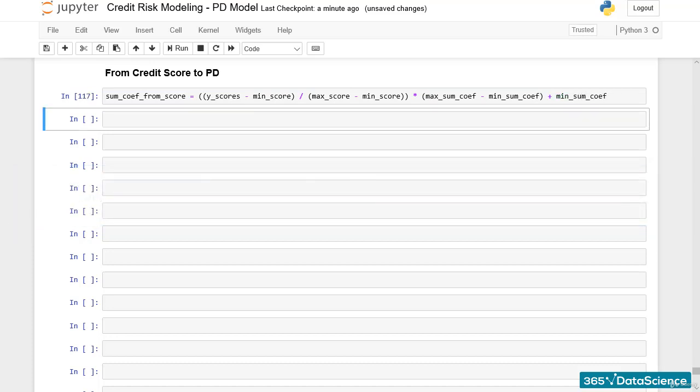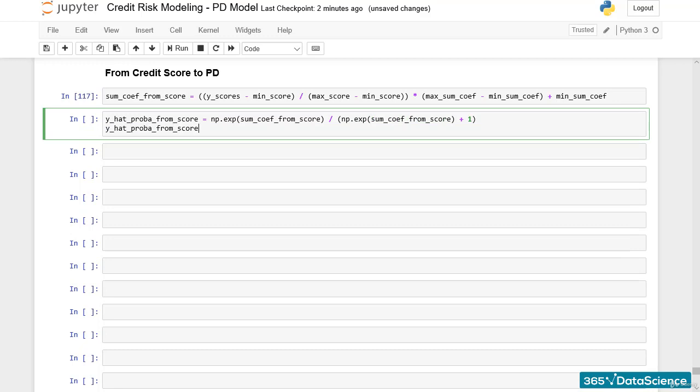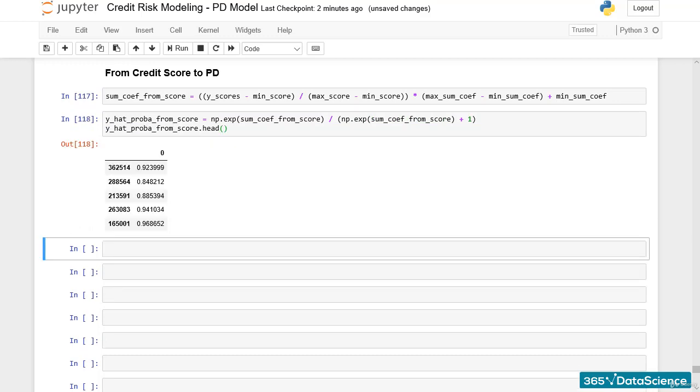Great! Now the only thing we have to do to obtain the probability of being a good borrower is to raise an exponent to a power equal to the sum of coefficients and divide it by 1 plus that same sum. Good job! Now let's compare the probabilities of non-default obtained straight from the PD model and through the credit score for a few observations.